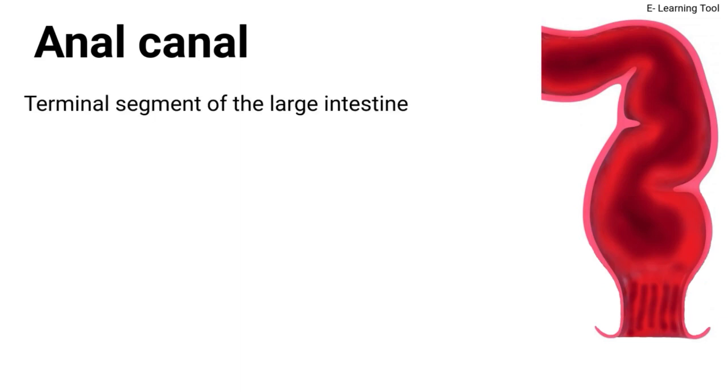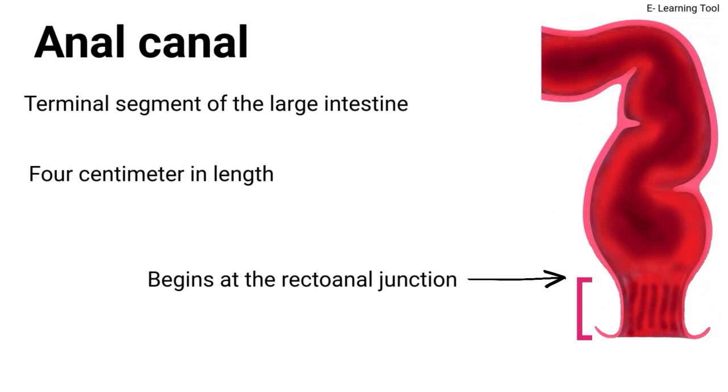The anal canal is the terminal segment of the large intestine. It is the part situated between the rectum and anus. It is nearly 4 centimeters in length. It begins at the recto-anal junction, then runs downwards and backward. It ends at the anal orifice.